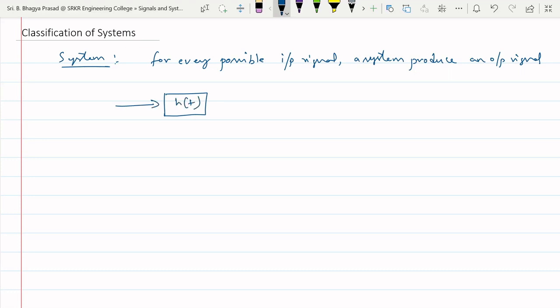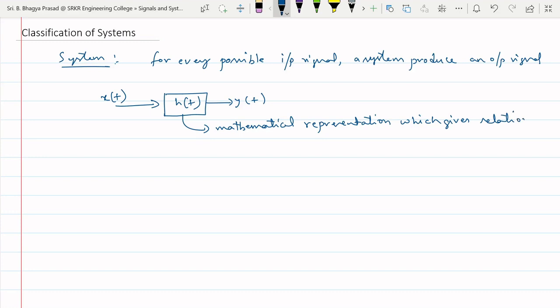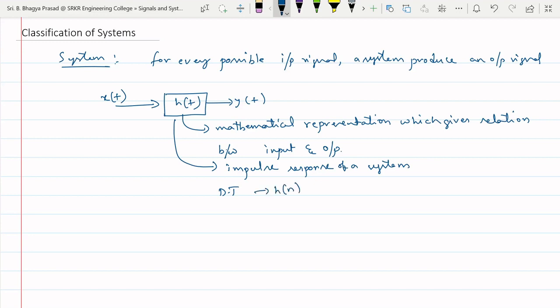Consider this as a system represented by h of t. For a signal x of t, you will get a signal y of t. This is the mathematical representation which gives the relation between input and output. This h of t is referred to as the impulse response of a system, and in the discrete case, this is h of n. Let us see the different types of systems.